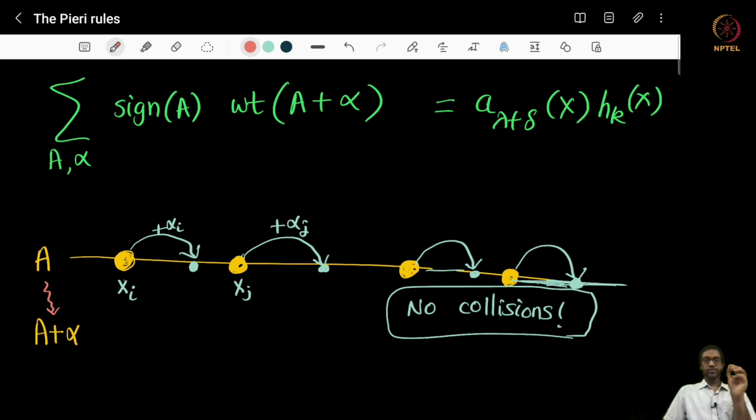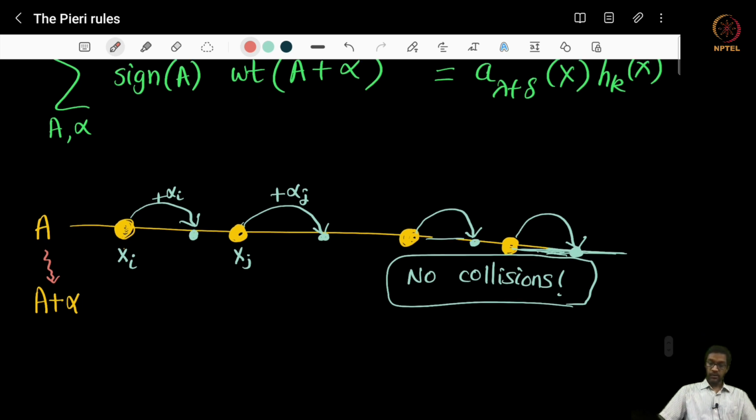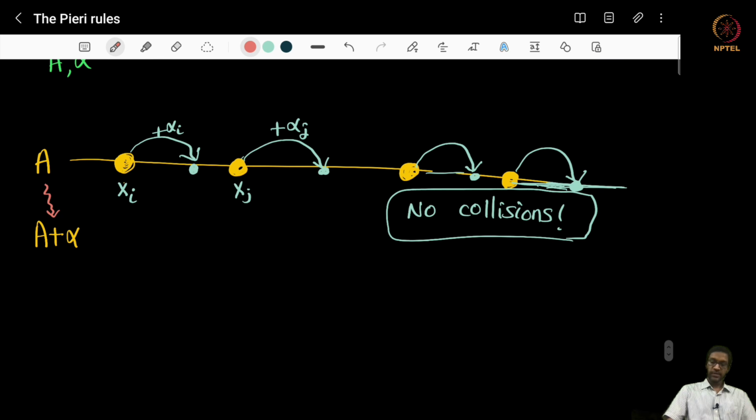Each yellow bead moves some number of steps, but it doesn't hit the next bead. Then I go to the next bead, I move that some number of steps, but it stops short of wherever the next bead is, and so on. So this sort of moving without collisions is one case. That's a nice case.